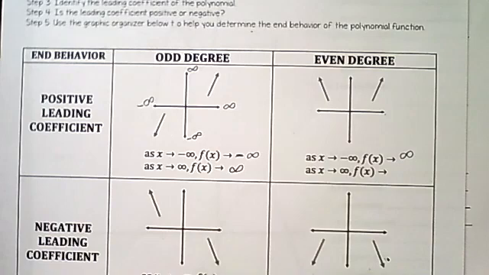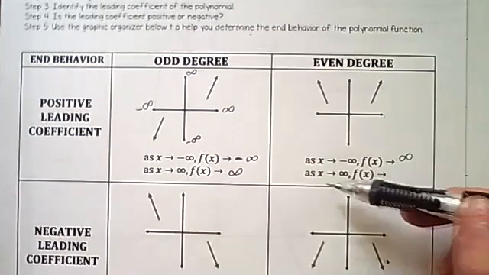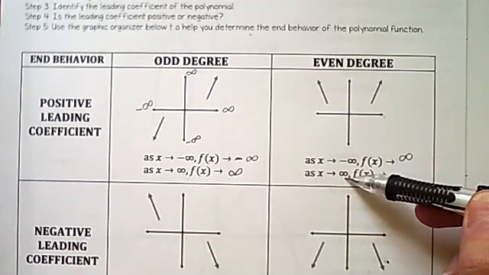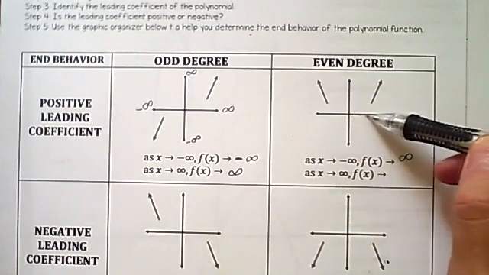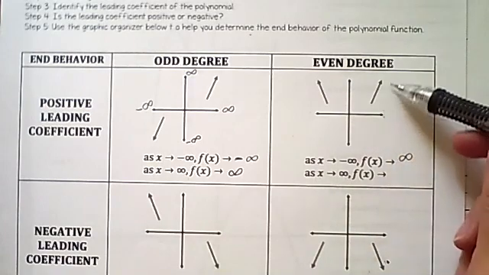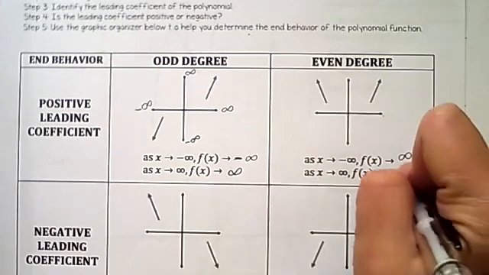Okay, thank you. Give me some sort of confirmation that we're following. And then as x goes to positive infinity, which remember means as we go to the right, also going up. So these are both positive infinity.